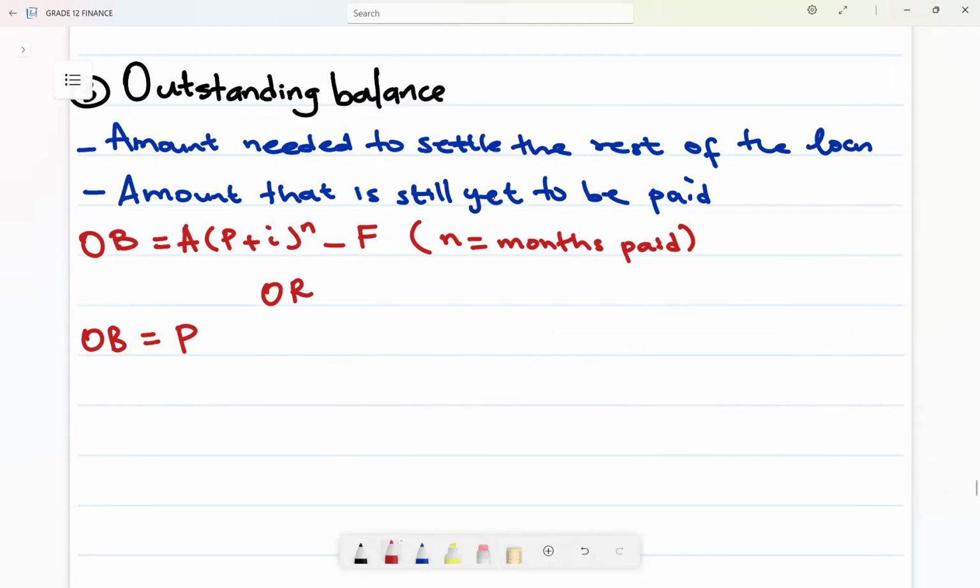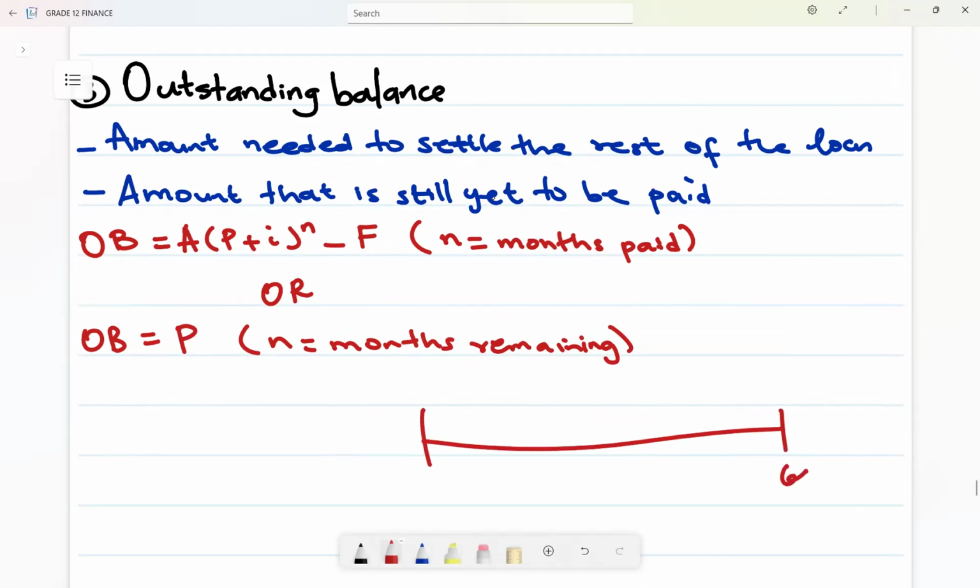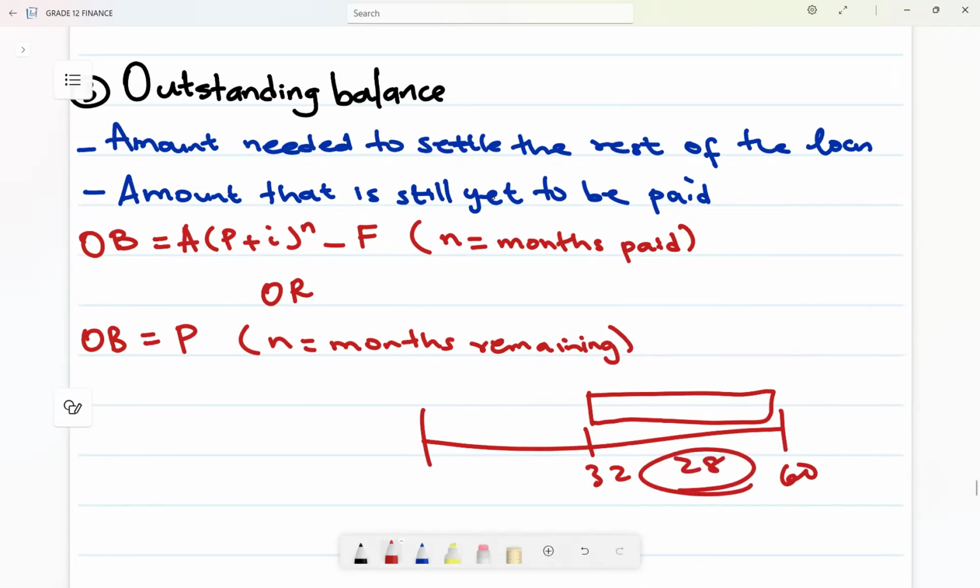But in your present value, what is it that you're going to include? N is going to be the months yet to pay, the months remaining. What do I mean? If you're supposed to pay for 60 months and you're still at 32, when you calculate outstanding balance using present value, you will take the remainder of the months here, which is in actual fact 28. So you will see how much money should be paid in these 28 months.